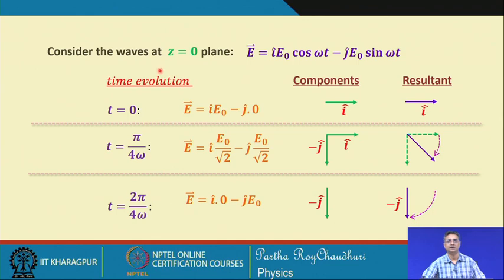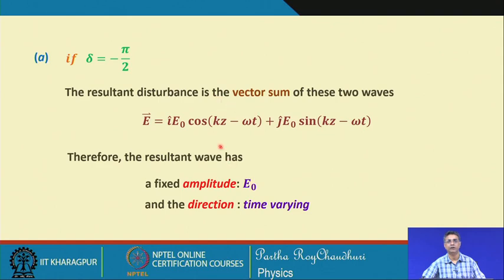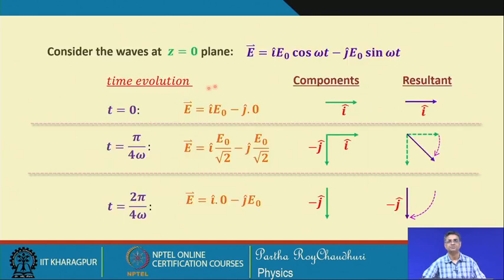So let us consider that at the point z equal to 0, what happens to this? This quantity becomes 0, this quantity also becomes 0. As a result, it becomes i E0 cosine of minus ωt, which is equal to cos ωt, and this will become E0 sin(−ωt). So this will become minus E0 sin ωt. That is what I have written here.